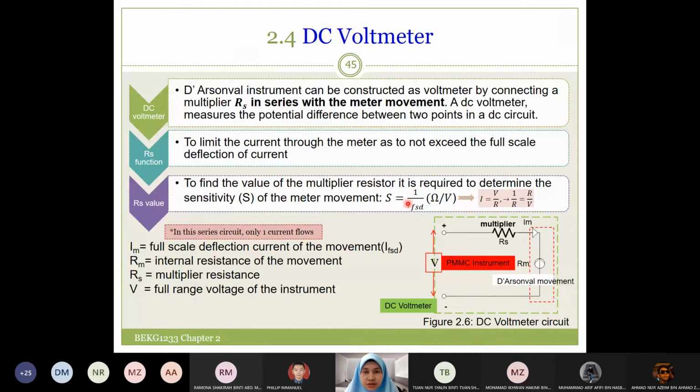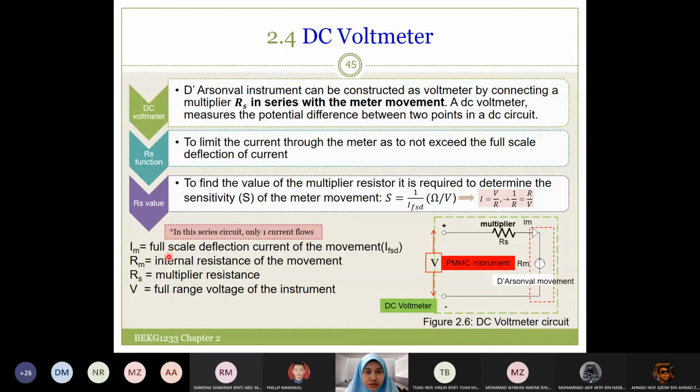S is equal to 1 over current. The unit is ohm per volt. We know that I is equal to V over R, so 1 over I is R over V. That's why the unit for sensitivity is ohm per volt. This is the definition for the DC voltmeter circuit.